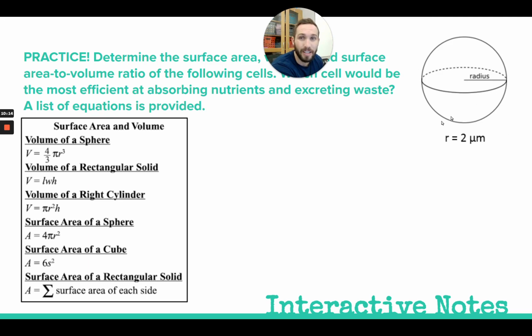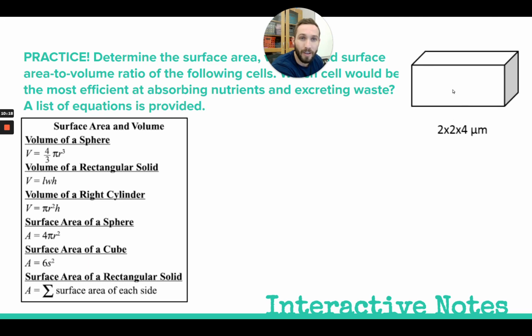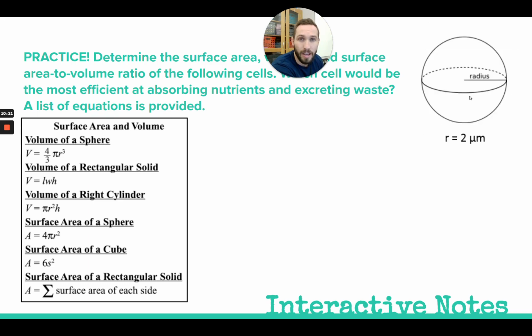They want you to calculate the surface area of each of these 3 shapes, and then calculate the volume of each of these 3 shapes. Then you're going to take that surface area and that volume and divide surface area by volume to figure out the surface area to volume ratio. Once you know all that information, you will be able to answer this question: which cell would be the most efficient at absorbing nutrients and excreting waste?